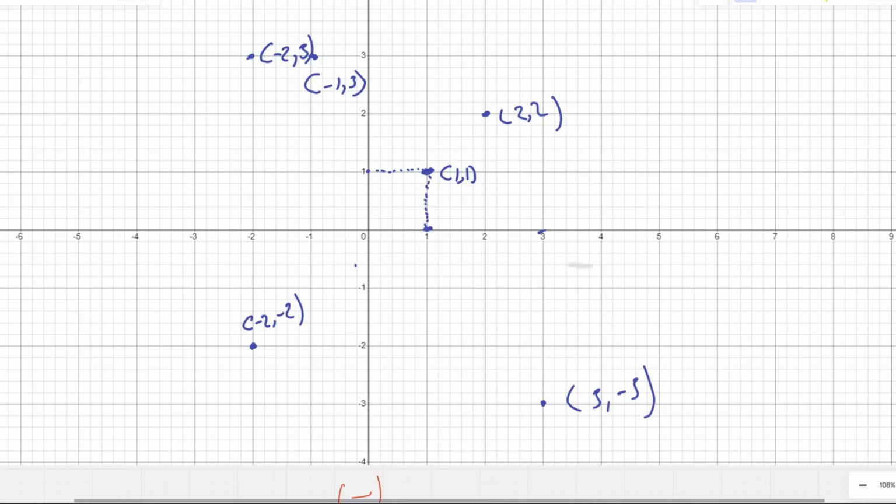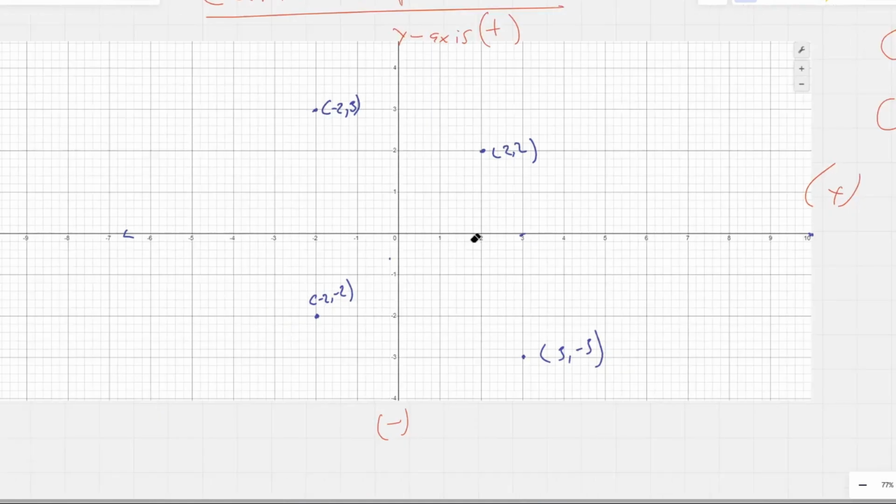Cool. So now let's get rid of some of these points that I don't want. Okay, so we're just left with 4 points here. And these 4 points are -2, 3, 2, 2, 3, -3, and -2, -2.